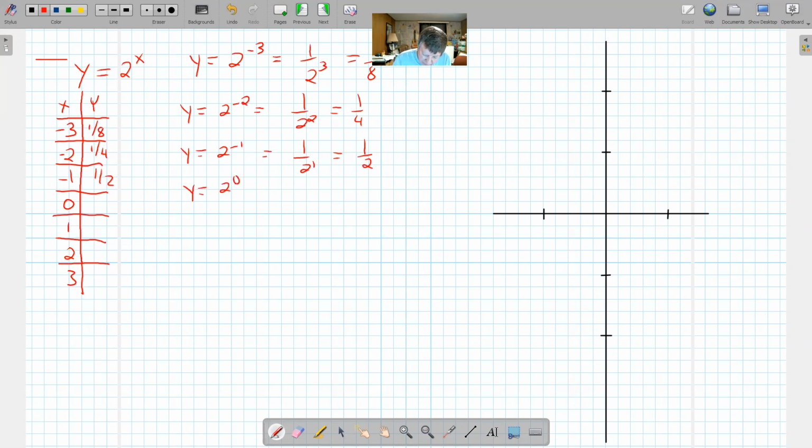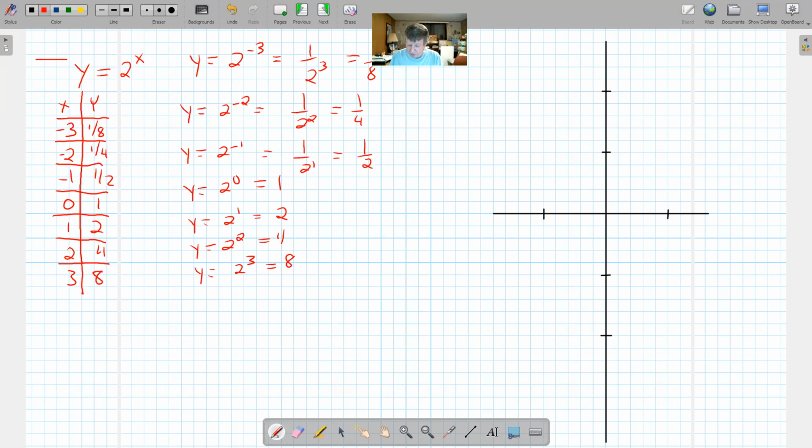Y equals 2 to the 0 power. Recall that any base other than 0 raised to the 0 power equals just 1. Y equals 2 to the 1 power is 2. Y equals 2 to the 2 power is 4. And y equals 2 to the 3 power is 8.